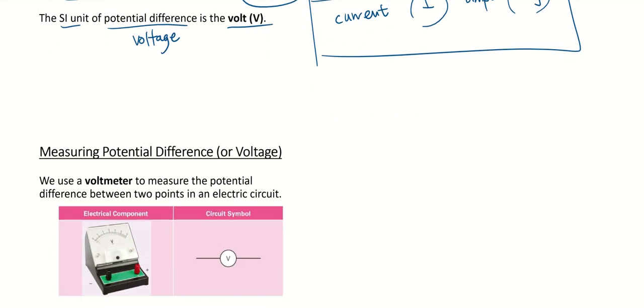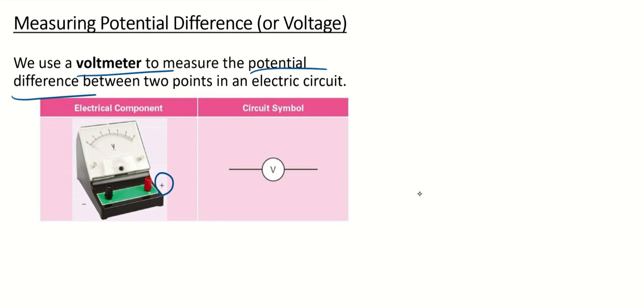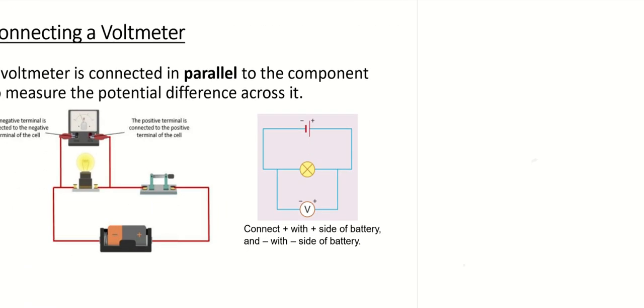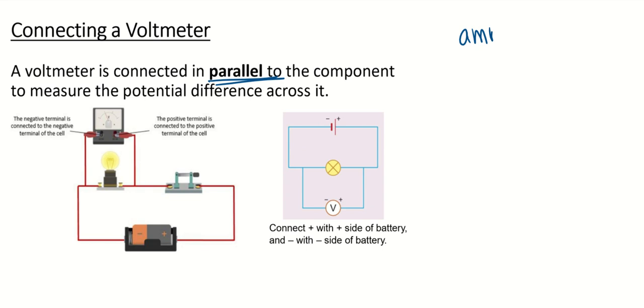Now, measuring potential difference or voltage, we use a voltmeter to measure the potential difference between 2 points. If you see from the diagram, there's a positive and there's a negative. Again, we have plus and minus. We have different polarities, a positive terminal and a negative terminal for the voltmeter. How do we connect a voltmeter? The voltmeter is connected in parallel. Do you still recall? The ammeter is connected in series.